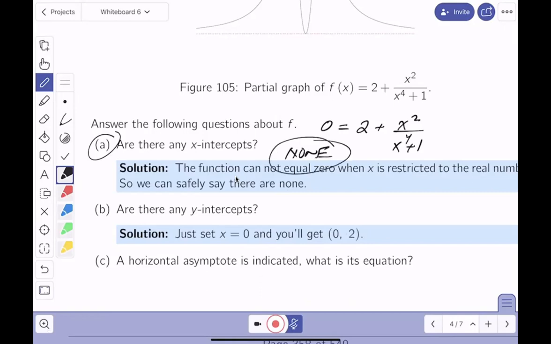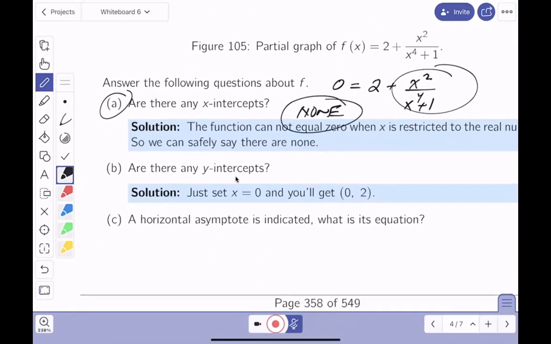Why is that? There's no way that could be 0. It's 2 plus some positive number, right? Well, I should say non-negative number. And 2 plus a non-negative number is non-negative. There's no way that could ever be equal to 0 for a real number system. So the answer is none, and that answer is listed for you.